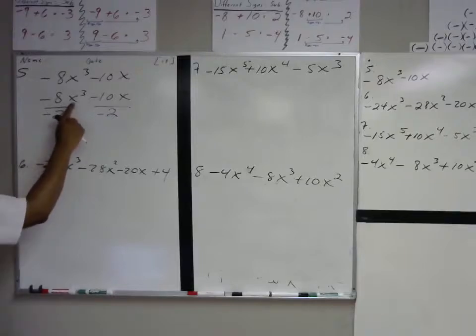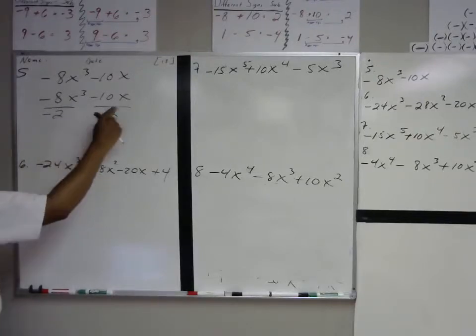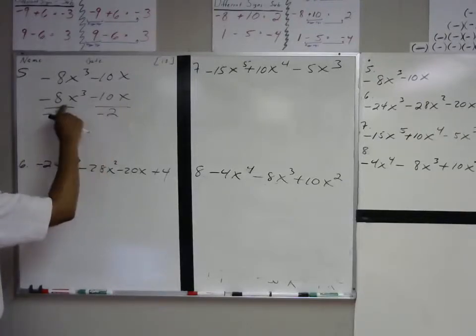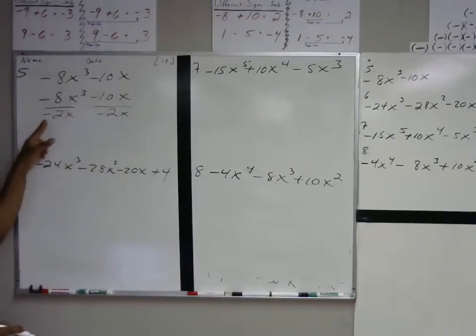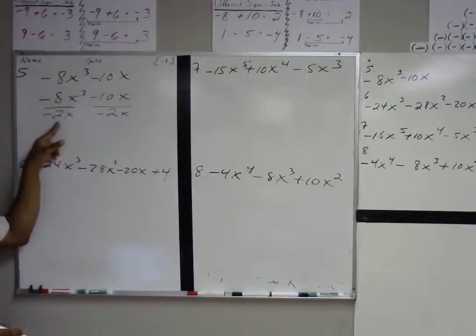Then for the variables, we have an x to the 3rd and an x here. This x is our greatest common factor. So we'll include the x. So our GCF is a -2 and x, a -2 and x. So -2 and x here.